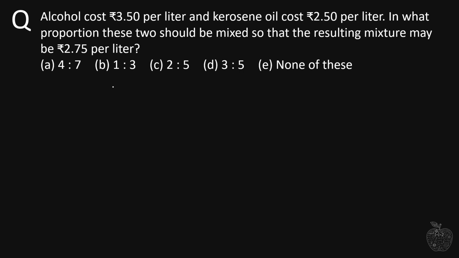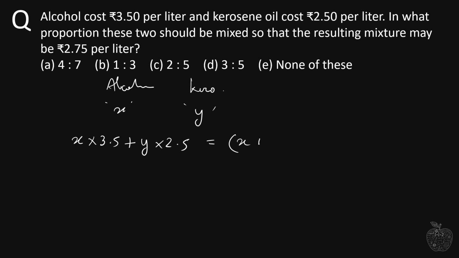So let's assume that alcohol here is X liters and kerosene here is Y liters. Now in the question we are given that alcohol costs 3.5 per liter. So X liters of alcohol is bought at 3.5 per liter plus Y liters of kerosene is bought at 2.5 per liter, and then they are mixed together so that the resultant mixture costs 2.75 per liter. Now they are mixed together and the resultant mixture, which is X liters of alcohol and Y liters of kerosene, costs 2.75 per liter. So we have the equation here.